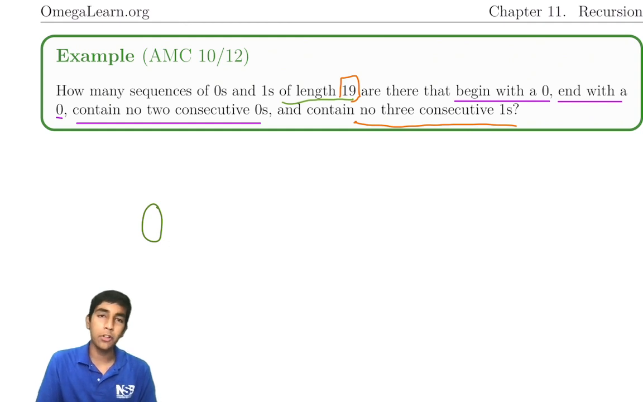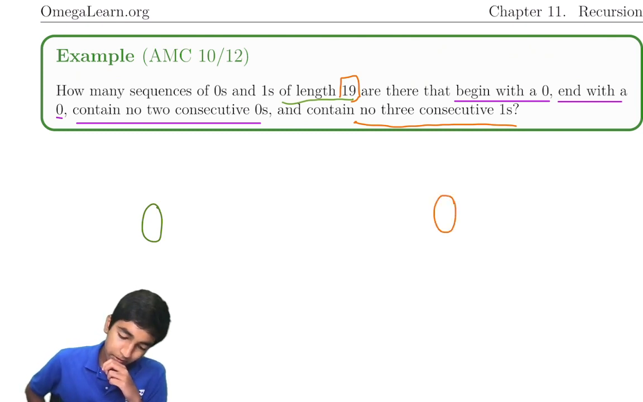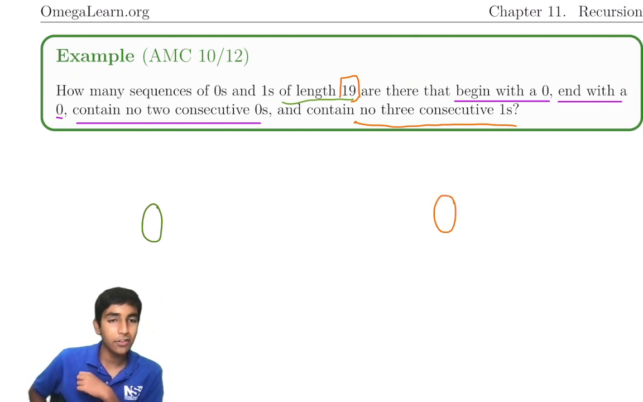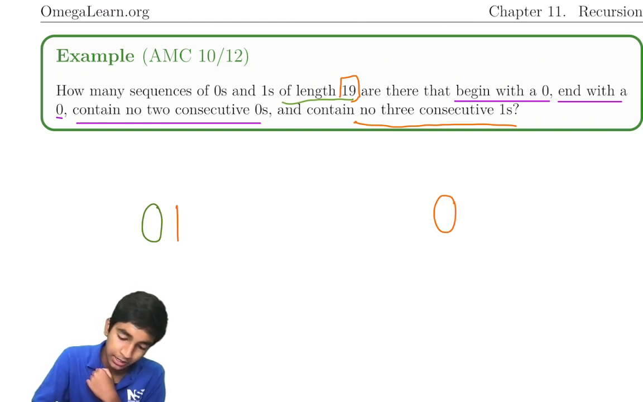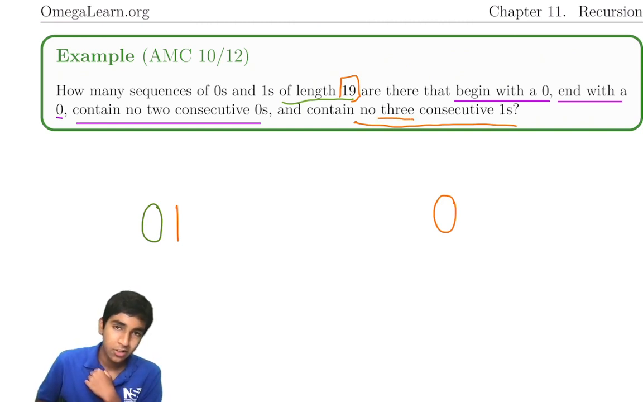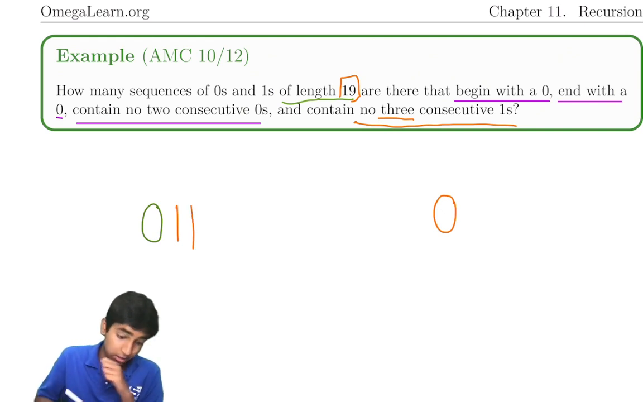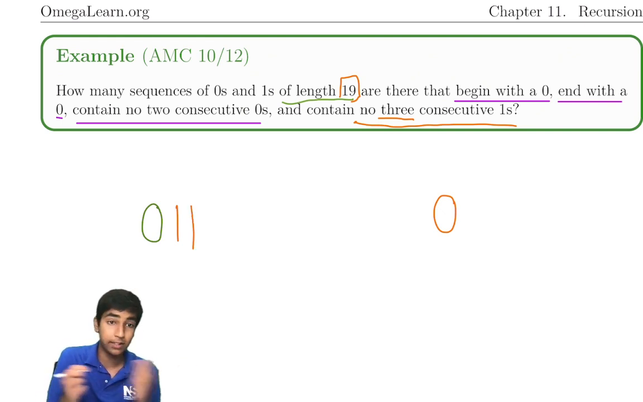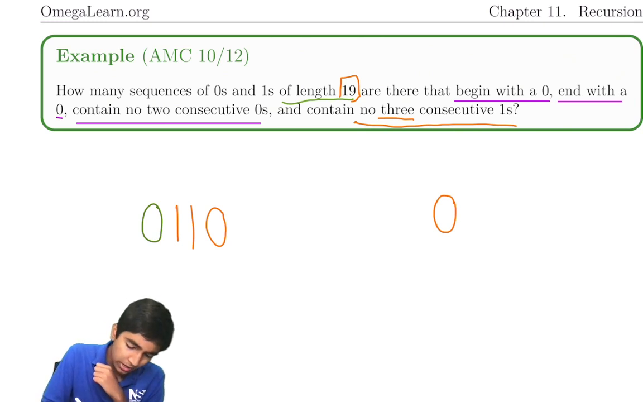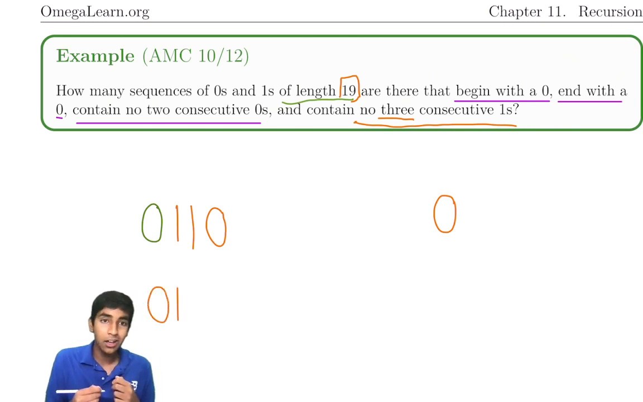Let's explore the general structure. You begin with a 0, you end with a 0. So there's no two consecutive zeros, so there has to be a 1 next, right? But there's also no 3 consecutive ones. So from here, we can have another 1 maybe, but then it has to be a 0 because no 3 consecutive ones. Or we can have a 1 and then directly become a 0.